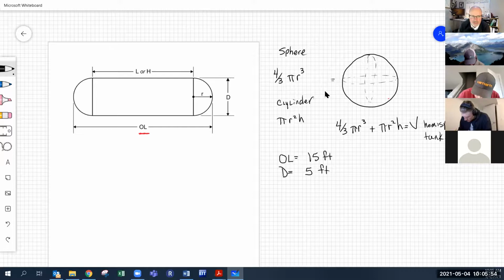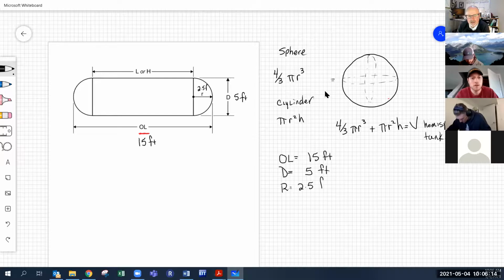So at this point, I would write that in. My overall length is 15 feet. My diameter is 5 feet. What would that make my radius? 2.5. 2.5 feet is my radius. So I'll write that down here. Radius is 2.5 feet. It's half of the diameter.